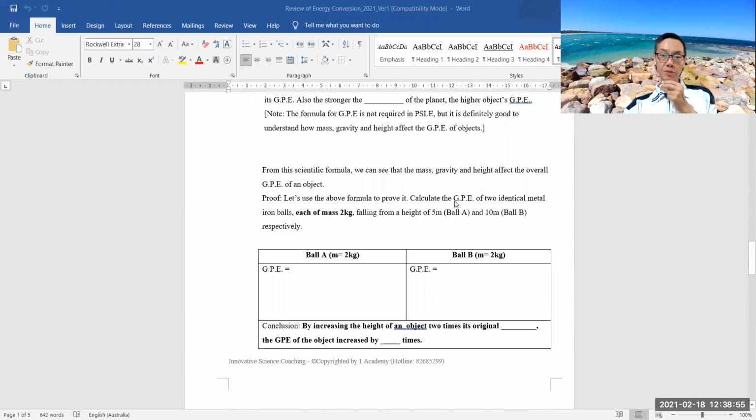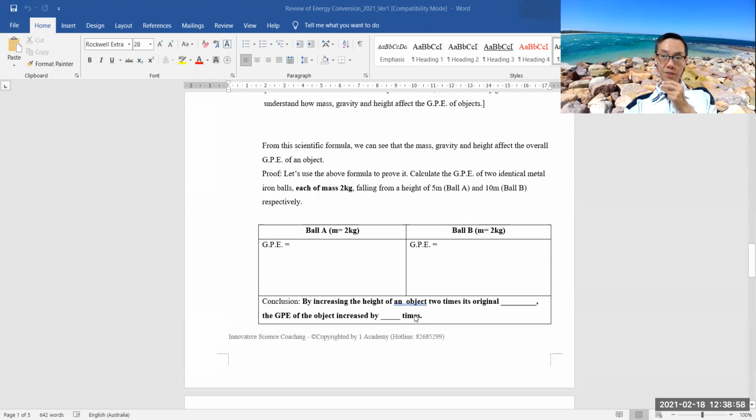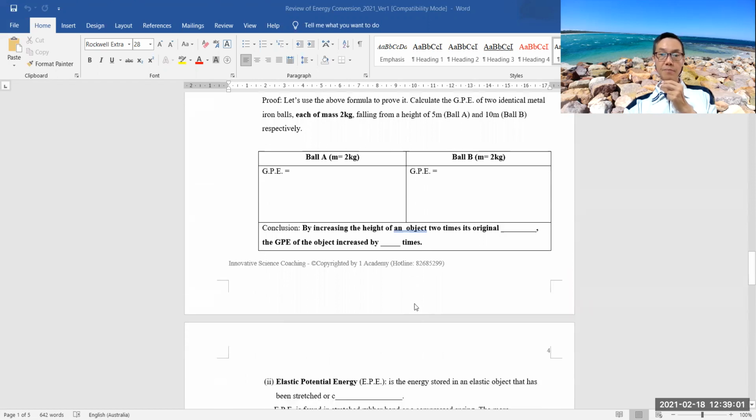I also introduce them to the formula for gravitational potential energy, which is mass times gravity times height. Although this is not required, for science we like to stimulate the students' understanding by giving them actual scientifically proven formulas. So this GPE is mass times gravity times height. Similarly, we can ask students to use two scenarios, objects of the same mass dropped from different heights. They will be able to appreciate that if the height is increased by 2 times, the gravitational potential energy will double.